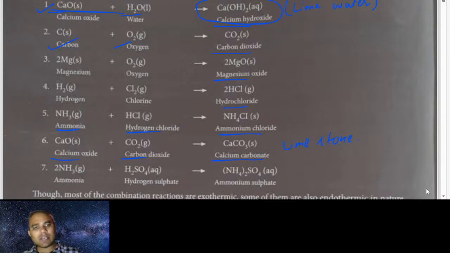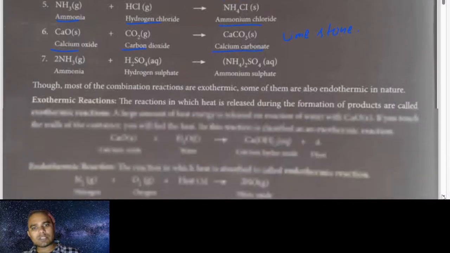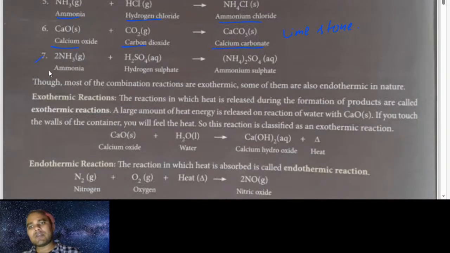Now let us move on to the next one. What is the next one, student? Here is number 7, NH3 and H2SO4. So ammonia reacting with sulfuric acid is going to give ammonium sulfate. So these are there.